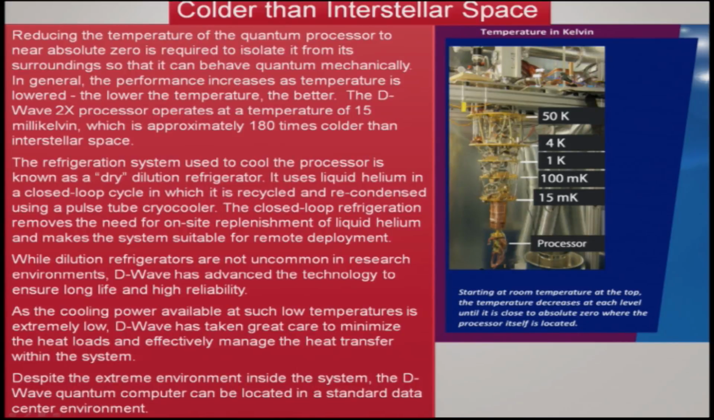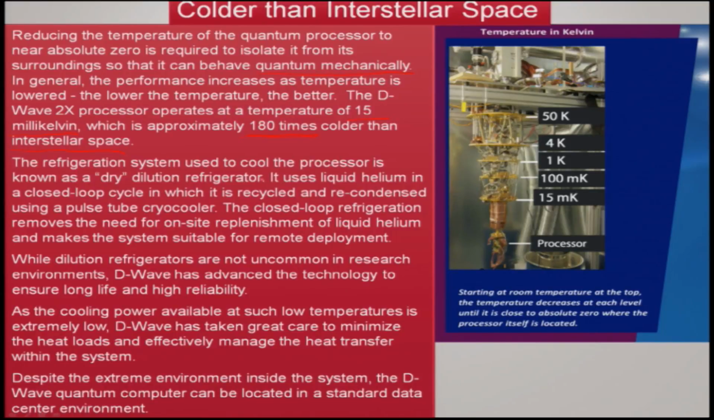So, the temperature in the quantum processor is reduced to near absolute zero, which is required to isolate it from its surroundings, so that it can behave quantum mechanically. That is one of the most important things which the technology needed to make sure works. In general, the performance increases as the temperature is lowered. The lower the temperature, the better the performance. The DWave 2X processor operates at a temperature of 15 millikelvin, which is approximately 180 times colder than interstellar space.